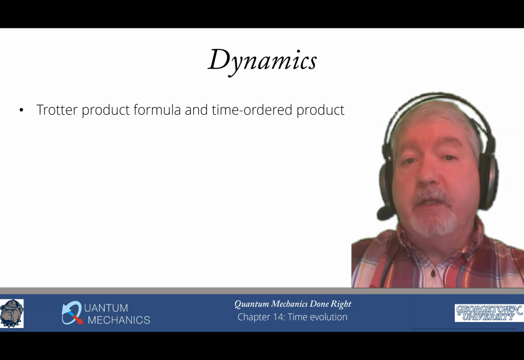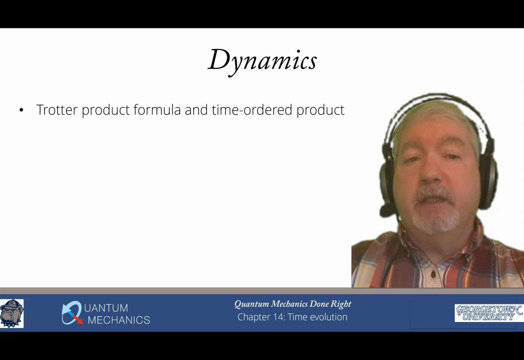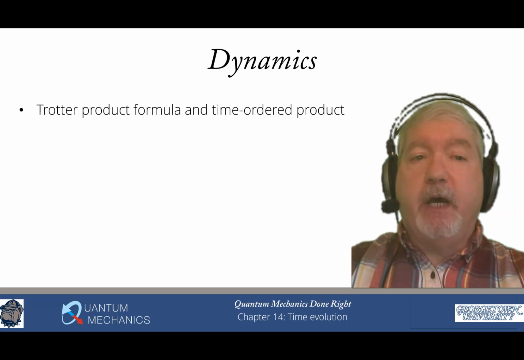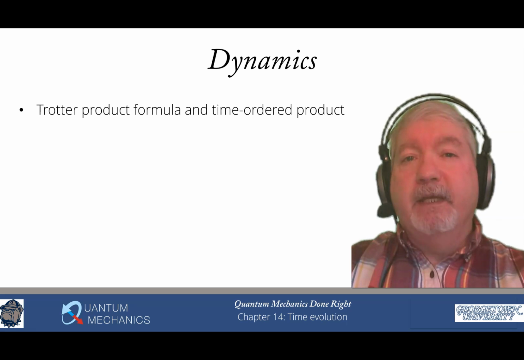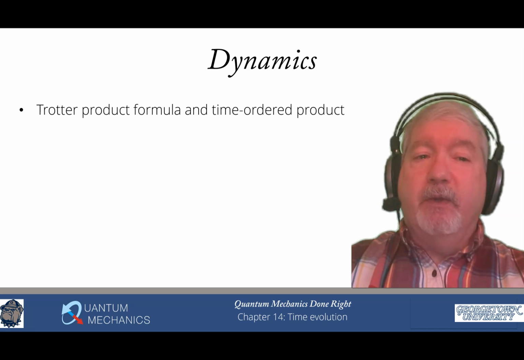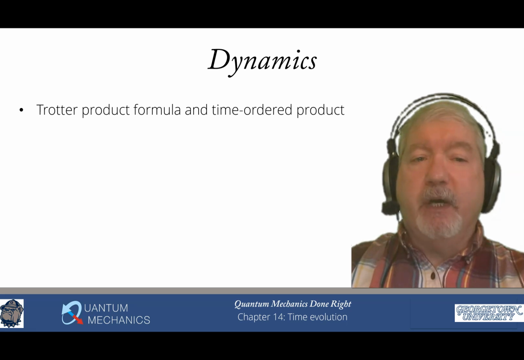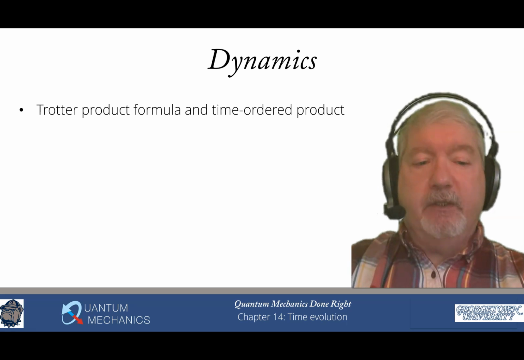The way that we start time evolution in our work is with the Trotter product formula, which then leads us to what's called the time-ordered product. When you write it in the Trotter product formula form, it's completely obvious why it is a time-ordered product. With the way that most textbooks derive it, it's really hard to understand why it's called a time-ordered product, and then you really don't understand exactly what the object is that you're working with.